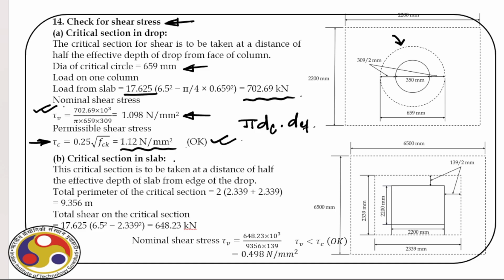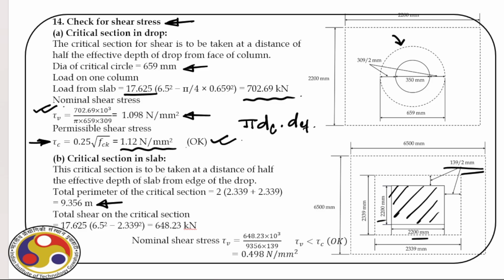Now we have to repeat the same for the critical section in the slab. You can see we have identified that critical section. Okay. So we have the support lines from there. This is the critical section. So the total perimeter of the critical section we can find out. In this case it is 9.356, which we get from the geometry. You have all these details.